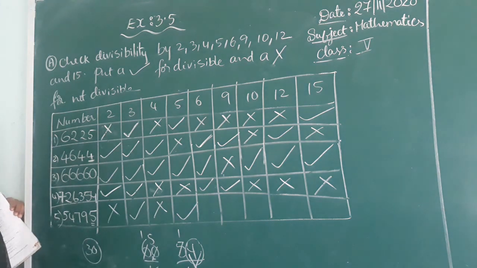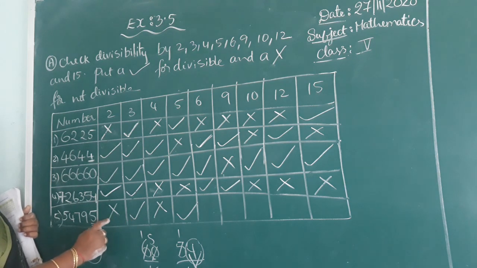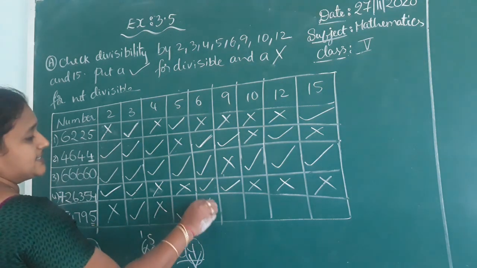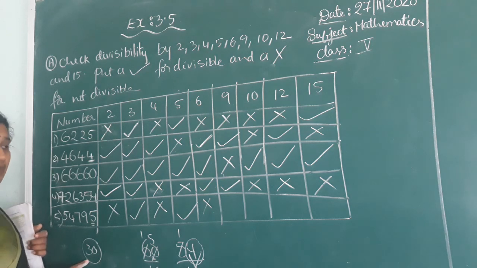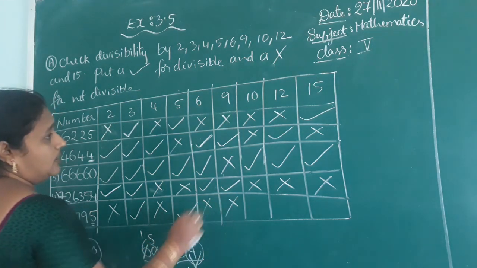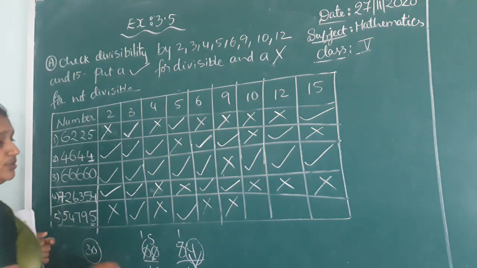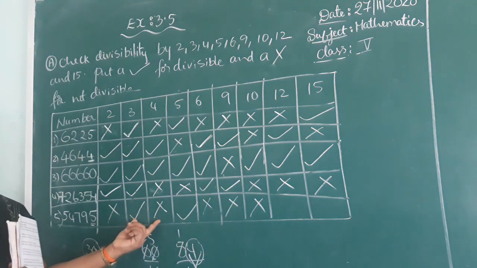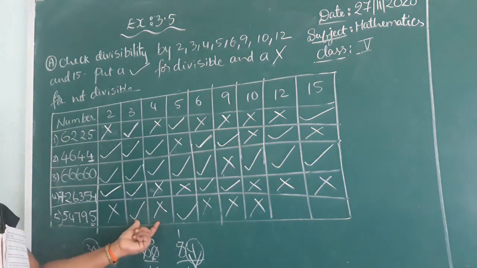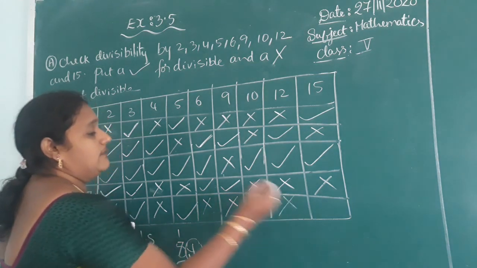6. Is it divisible by 6? 2 and 3 means that it is divisible by 6. But here 2 is not possible, so not divisible by 6. Next 9. Sum of the digits. Is 30 in the 9 table? No, not there, so cross mark. 10. Last digit 0 means that it is divisible by 10. Here the last digit is not 0, so not possible. 12. If it is divisible by 3 and 4. Here 4 is not possible, so it is not divisible by 12.